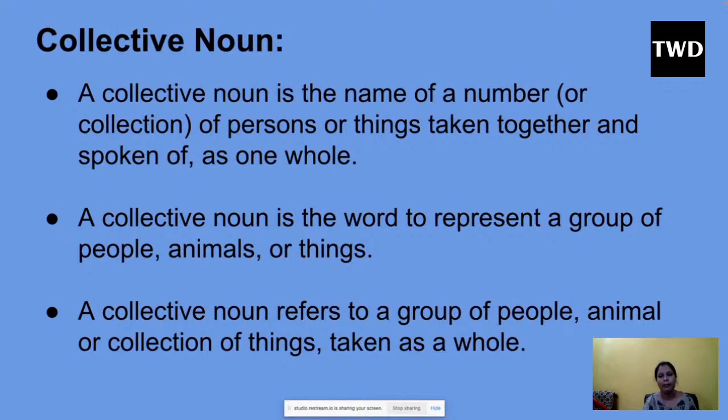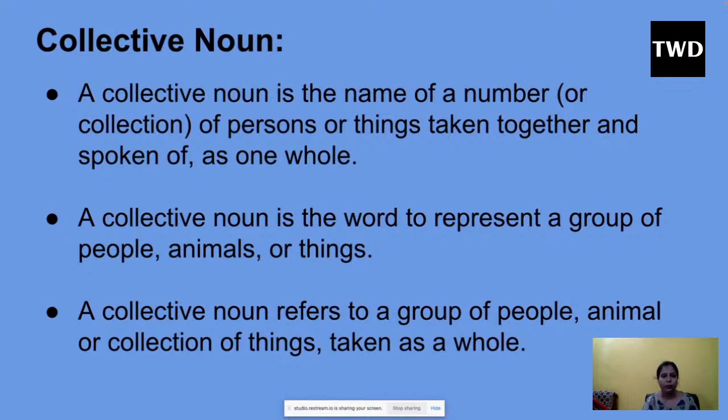Say, for example, I'm telling a dozen of bananas. A dozen of bananas. Am I speaking about one banana? No. In a dozen, there are 12 bananas. So you might understand, okay, a dozen of bananas is being spoken of. A bunch of grapes, a bouquet of flowers, right?